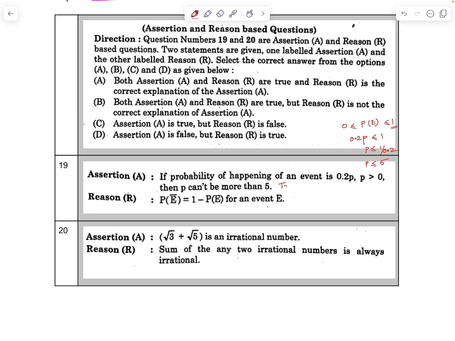So this confirms that p cannot take a value which is more than 5. So this is true. Coming to the reason part, P of not E is equal to 1 minus P of E for an event E. This is also true, but it is not a supportive reason for assertion. So the option is B.